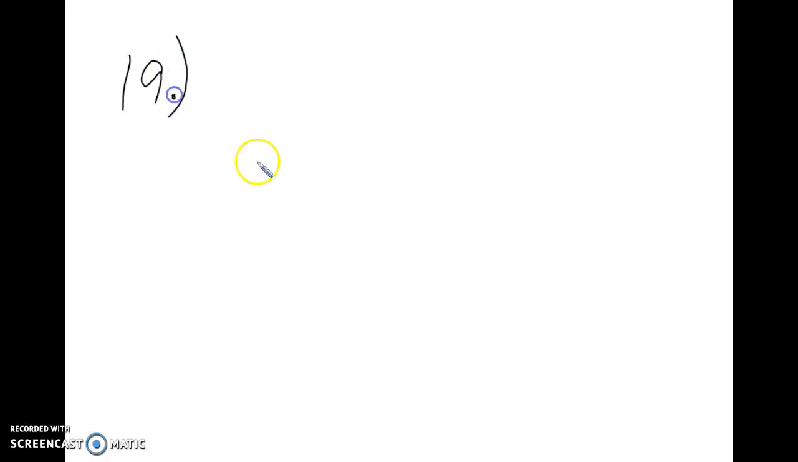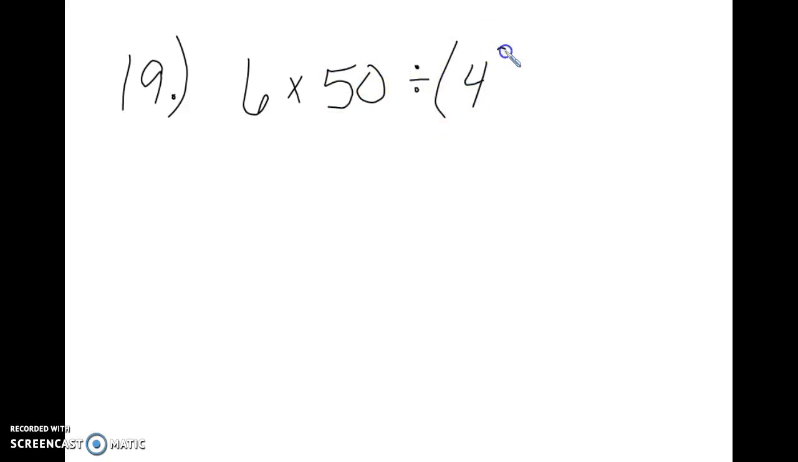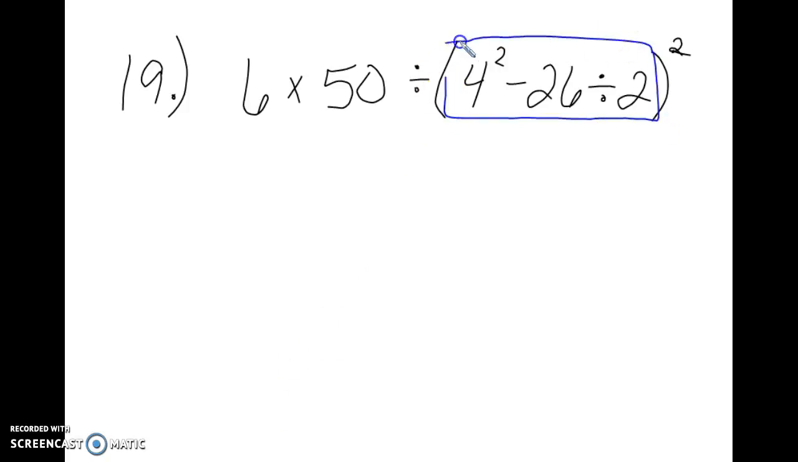19 was a trickier one because you ended up with a mixed number as an answer. 6 times 50 divided by the quantity 4 squared, and that's why we're doing it together. Okay, so now we're all going to get this done. What comes first? Parentheses. Inside the parentheses, what are we going to do first? Careful. I see an exponent. 4 squared is 16.